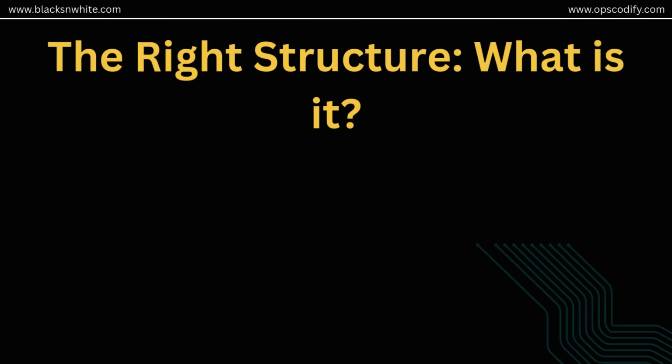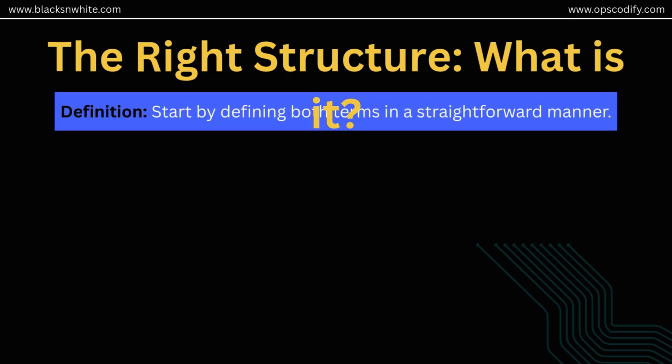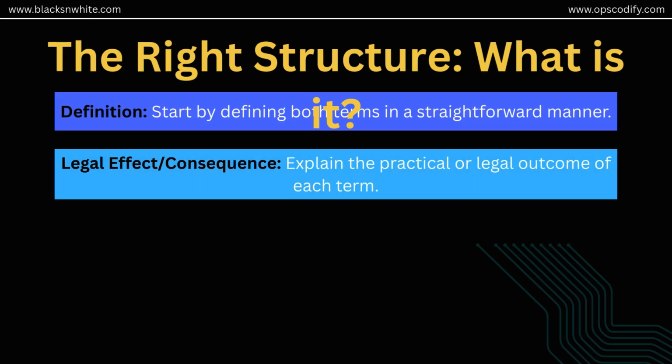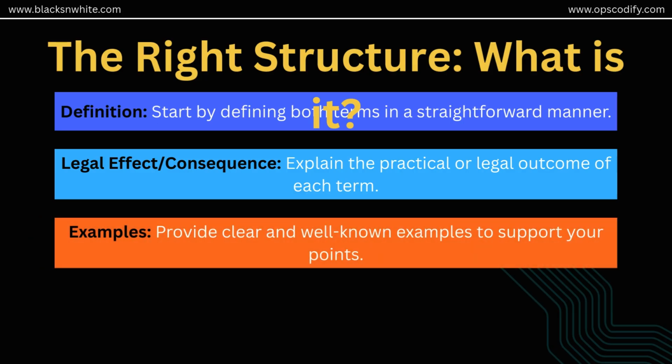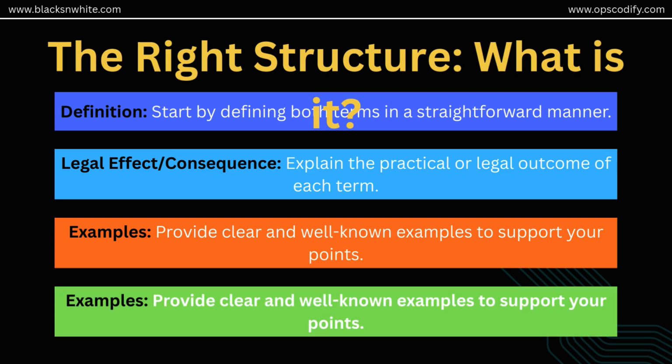The right structure, what is it? The best way to answer any difference between question is to break it down into 4 simple parts. Definition: start by defining both terms in a straightforward manner. Legal effect or consequence: explain the practical or legal outcome of each term. Examples: provide clear and well-known examples to support your points. Conclusion table: end with a concise summary, ideally in a table format, to recap all the key differences. This structure not only makes your answer well organized but also demonstrates a deep understanding of the subject.